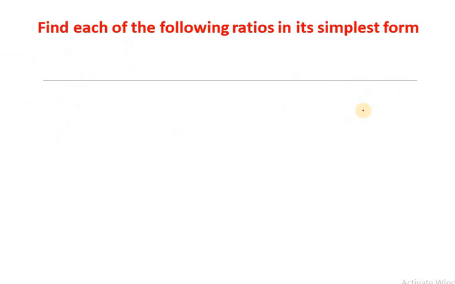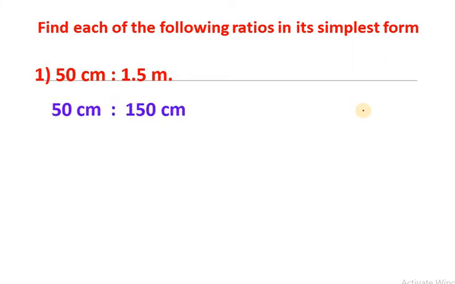Find each of the following ratios in its simplest form. Okay, let's see. I have 50 centimeter to 1.5 meter. First of all, you have to concentrate here. I'll go to the greatest unit. I have centimeter and meter. Which one is greatest here? Meter, of course. So I will convert meter into centimeter. When I want to go from meter to centimeter, I will multiply by 100. So 1.5 meter times 100 will be 150.